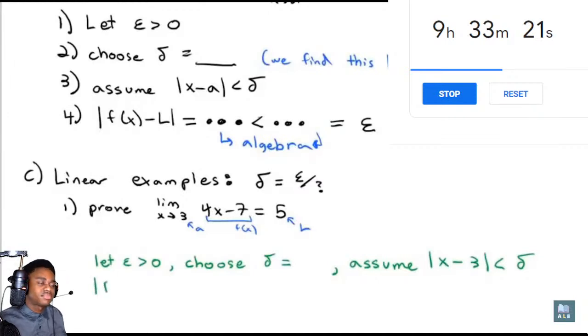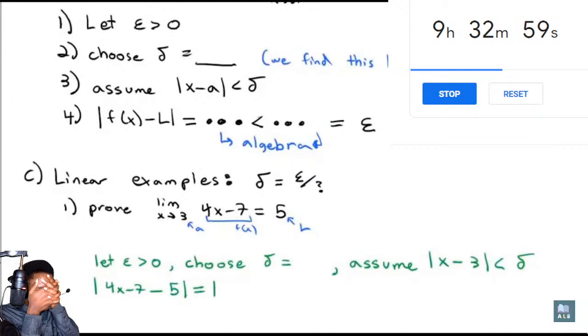Now we're going to take the absolute value of f of x minus L. Well, let's put f of x in there. f of x is the function, 4x minus 7, and then subtract the limit, which is 5. And now we're going to play with this and do some algebra. What you might see immediately is we can combine like terms in the 7 and the 5. So we have the absolute value of 4x minus 12.